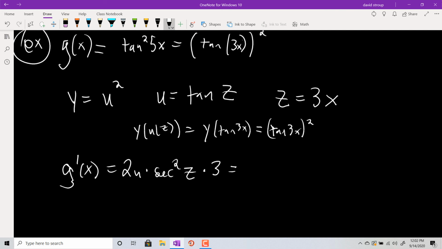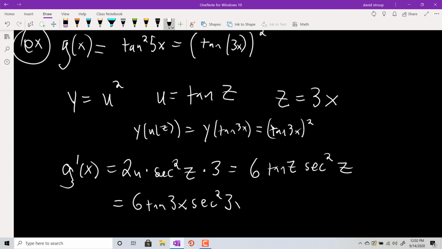Okay. Then putting stuff back together, we have to back substitute. We'll have 6 times u, and u is tan of z, times secant squared of z. And then back substitute in the z. So we'll have 6 tan of 3x times secant squared of 3x. And that would be your answer.